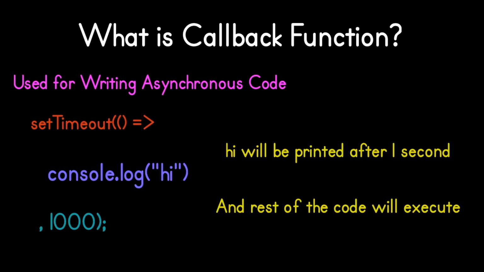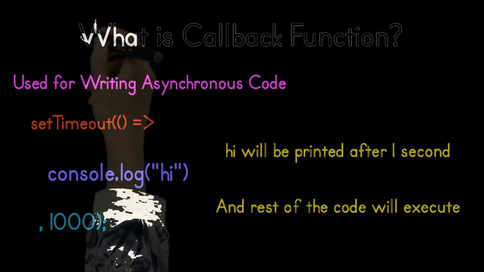But in the meantime, the UI will not stop. In the meantime, JavaScript will execute the next line of code. So this console log hi will be shifted to the call stack. And whenever this is completed, this callback function will be executed, and it will be printed on the console.